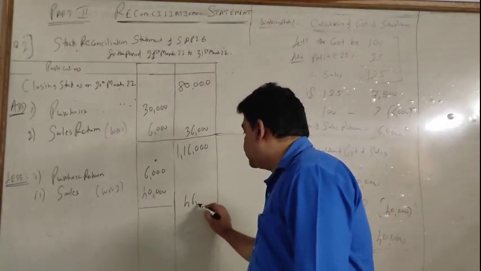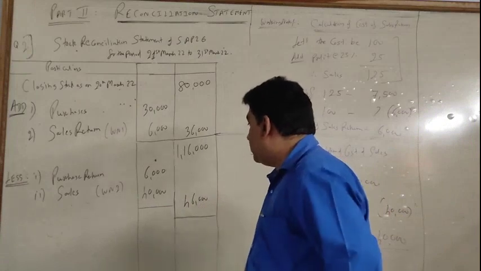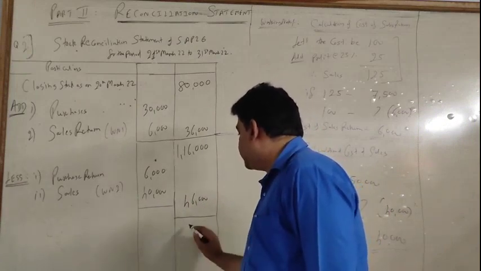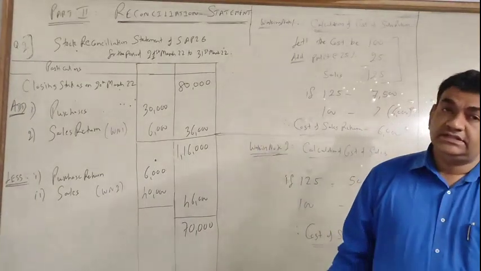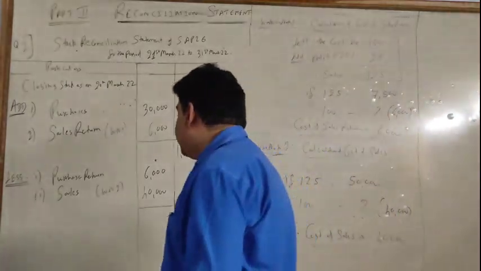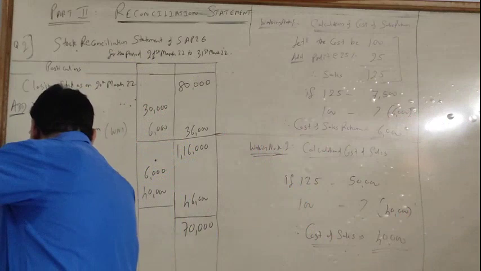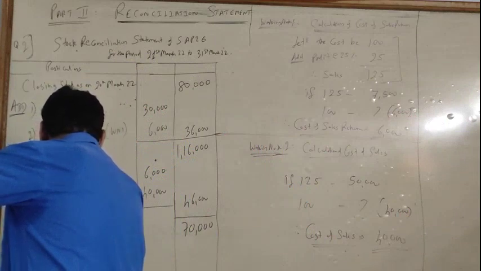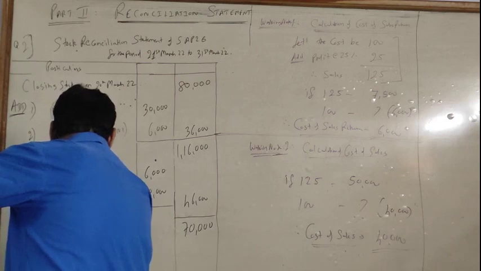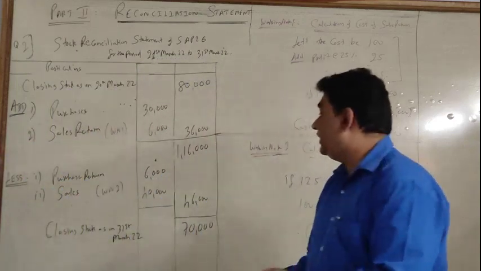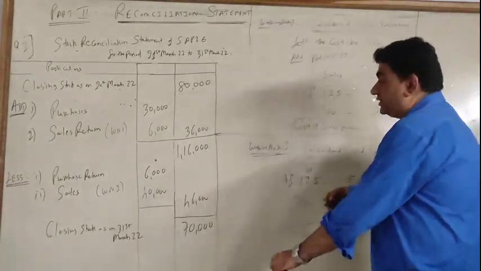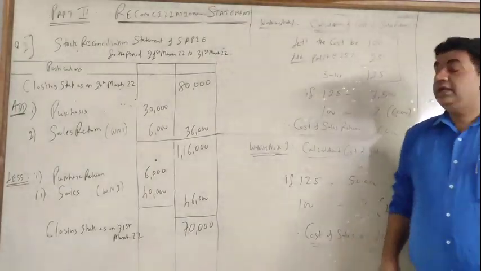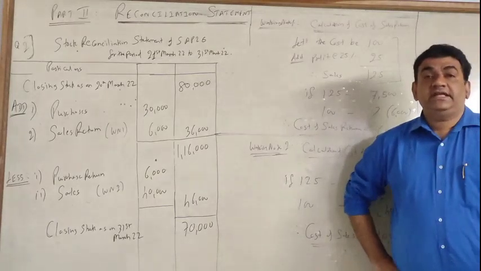Take the total. 40 plus 6, 46. 116 minus 46 gives you 70,000. This is the stock which I want for the purpose of balance sheet. Last day of the year is 31st March. So against this you will write closing stock as on 31st March 22, 70,000.